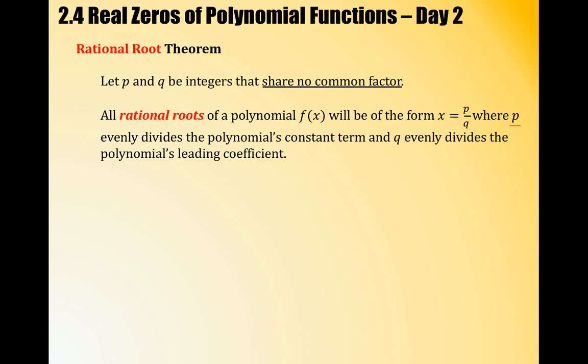evenly divides by the polynomial's constant term. So when I'm saying evenly divides, it's a factor, right? So it is a factor of the constant term of a polynomial, and Q evenly divides by the polynomial's leading coefficient. So they're going to be written in this form. X is a rational root, P over Q. Constant over leading coefficient, or factor of the constant, factor of the leading coefficient.